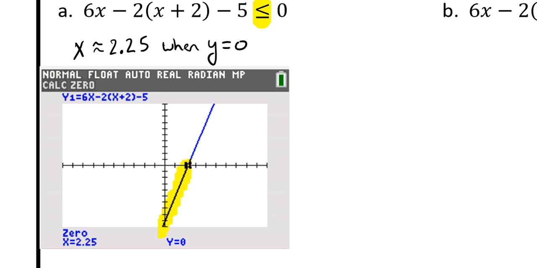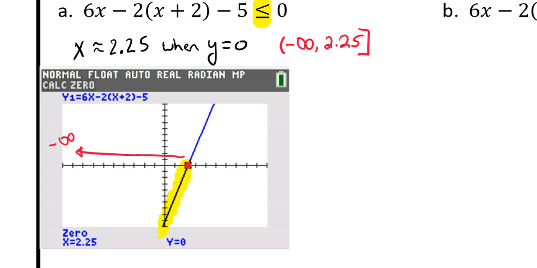So what does that mean? That means that we are going to have a solution that goes from negative infinity all the way to 2.25. And that 2.25 is included because it's less than or equal to. Remember that it's from this point and then as far as x is going in this direction, which is towards negative infinity.